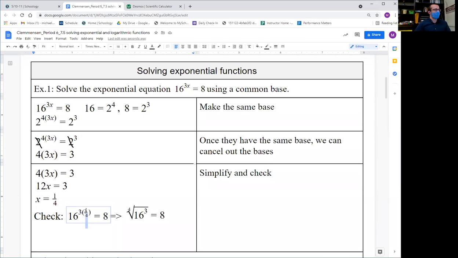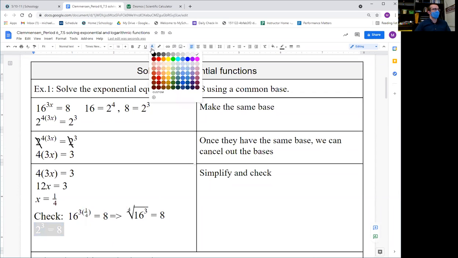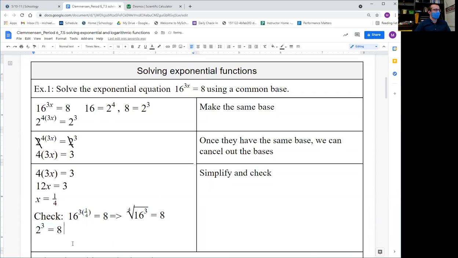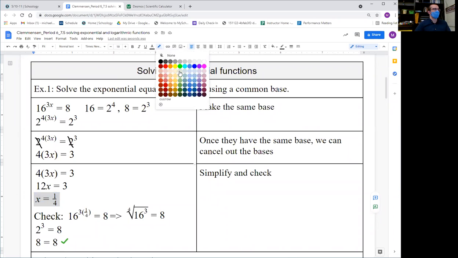Now what I can do is rewrite this 1/4 right here in radical form as the 4th root of 16 to the 3rd power. Now we do some simplifying from here. The 4th root of 16 is 2. And so we get 2 cubed equals 8. And so 8 equals 8, which is a true statement. So we put a check mark next to this. And then we highlight this to show that this is the correct answer.